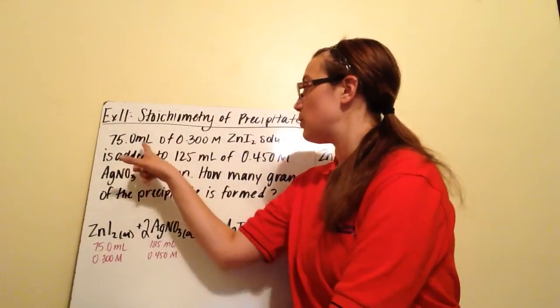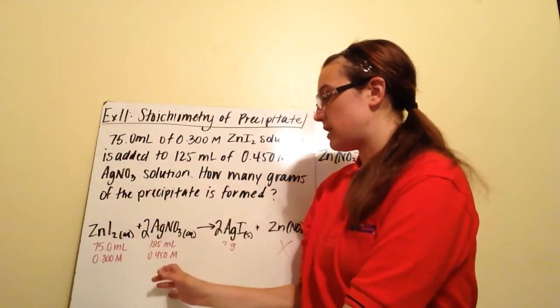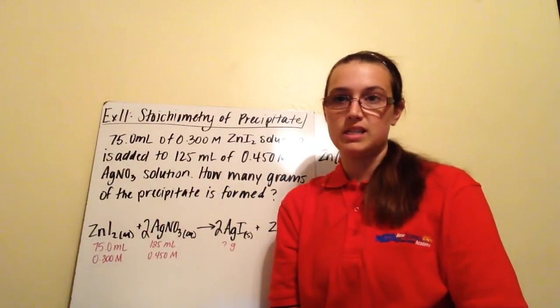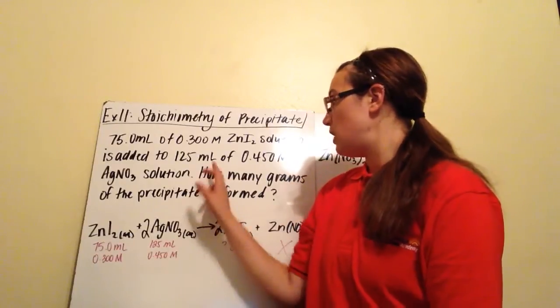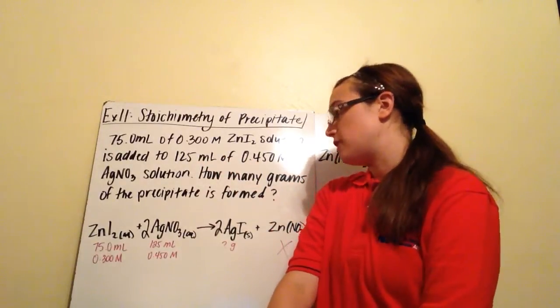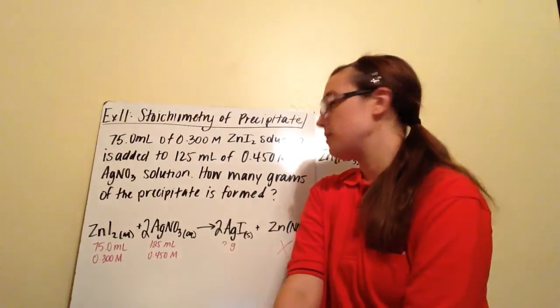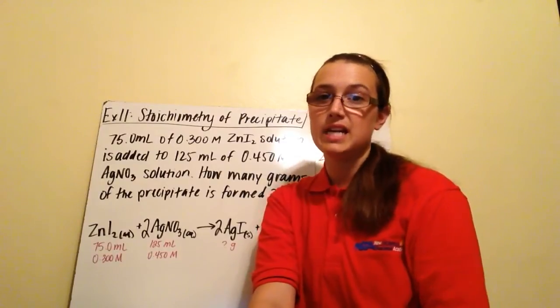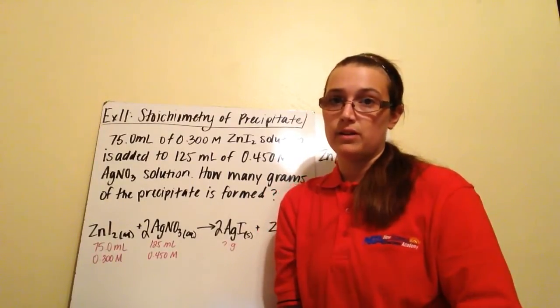So in this example, you have two solutions that you're mixing together. You're mixing together 75 milliliters of 0.3 molar zinc iodide to 125 milliliters of 0.45 molar silver nitrate. And the problem asks how many grams of the precipitate is formed. So before you can figure out what the precipitate is, you have to write your overall balanced equation.